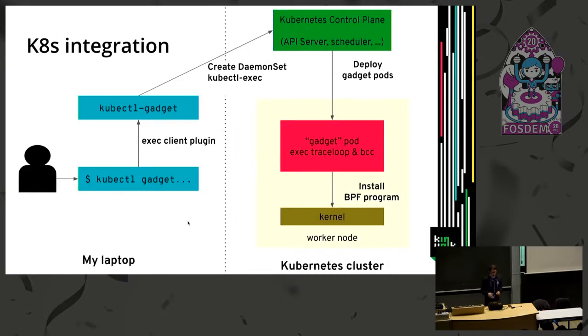Basically, it works like that. When you're on your laptop, you use kubectl gadget, which is a client-side plugin to kubectl, and then it will issue some API calls to Kubernetes. It will not do any SSH or any other things. It will only go through the API server and request some BCC scripts or BPF programs to be executed on the node.